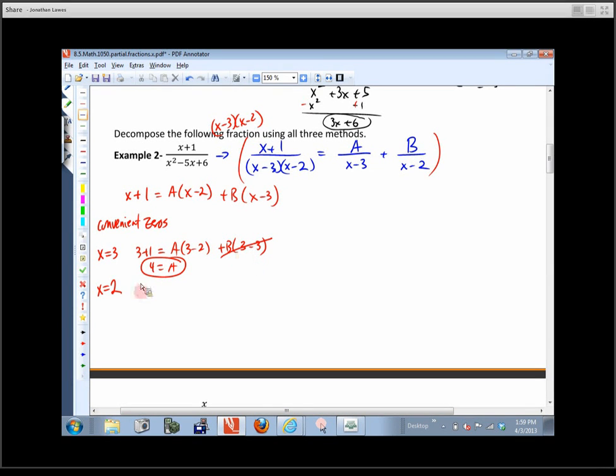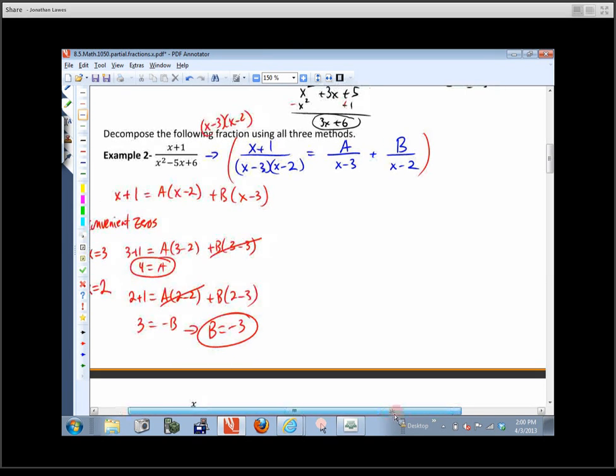What happens when we plug in a 2? I get 2 plus 1, 2 minus 2, 2 minus 3. This goes away. This is a 3. And this is a negative 1 times b, so this is a negative b, so that means b is equal to negative 3. Okay, now, I'm going to do this a couple different ways, but let me come up here and finish this problem off.